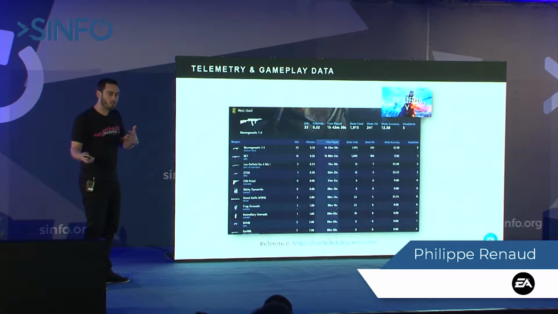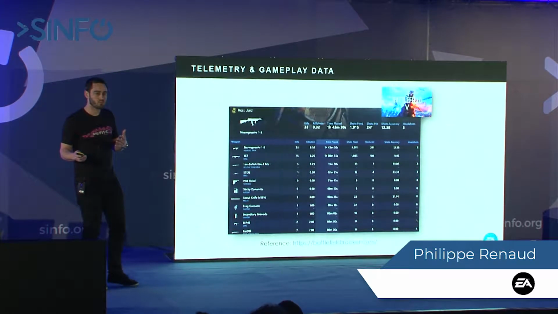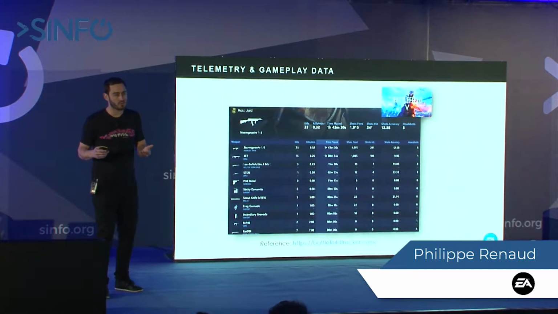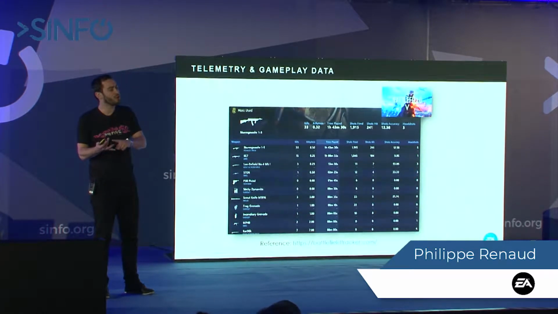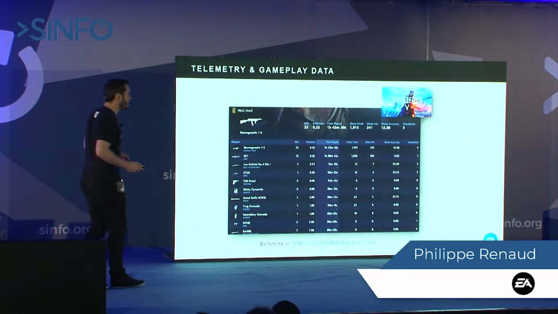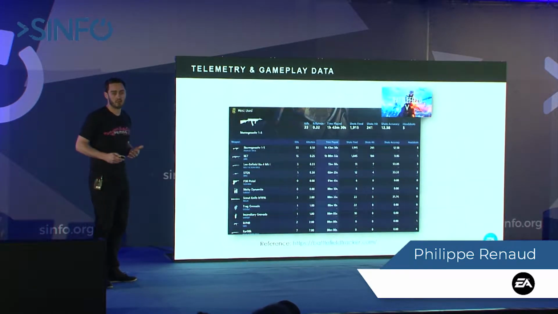Is one of the weapons overpowered? All of the kills may be being done with the assault rifle, and everybody's playing with the assault rifle. Useless shotgun, useless sniper. Why is that? Sometimes the issue comes with the numbers. Measure everything that you can.